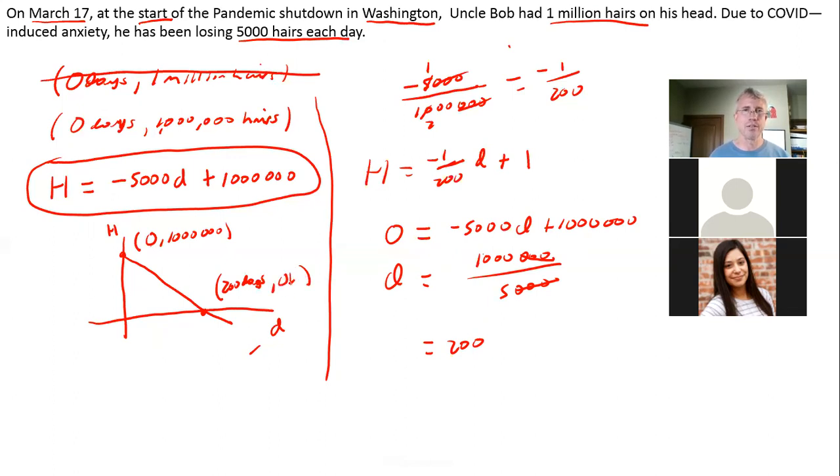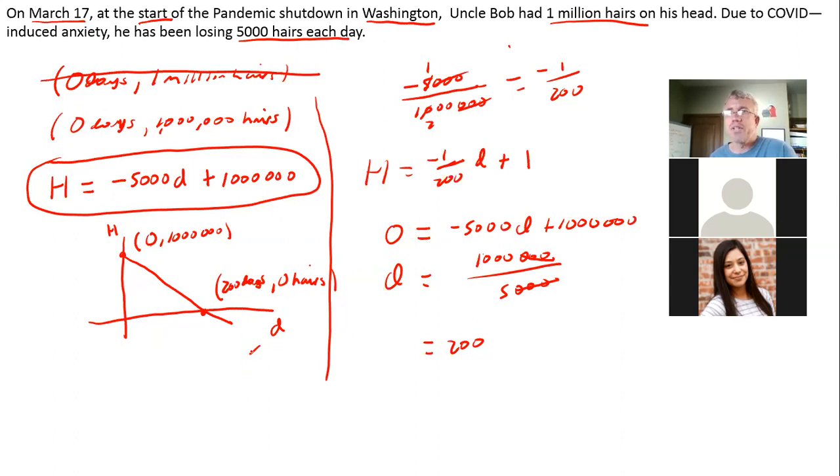Zero hairs. So that's if I write it with units. So interpret it. In 200 days, he will be hairless, bald. There's the interpretation of that intercept. In 200 days, he will be bald.